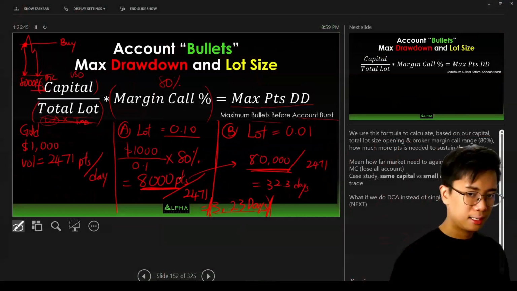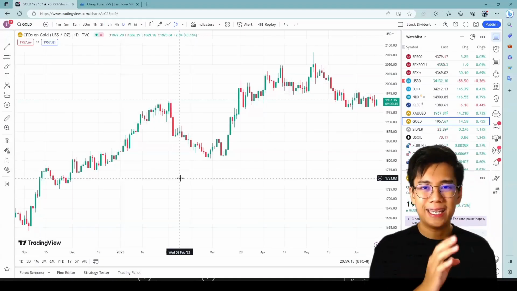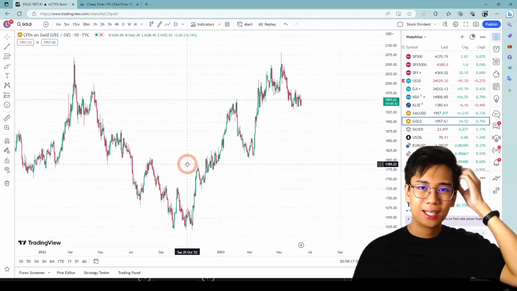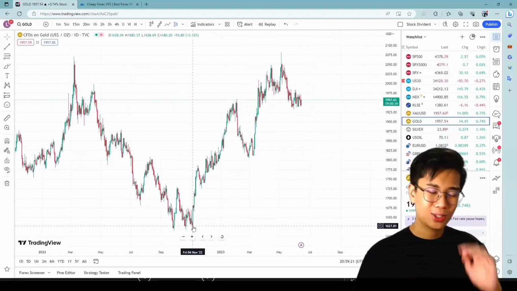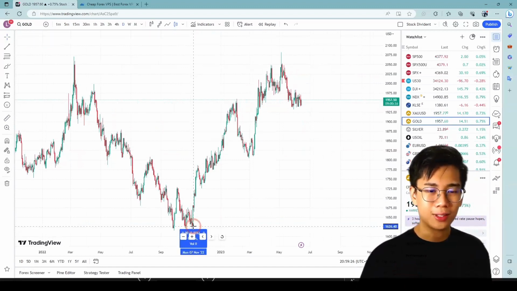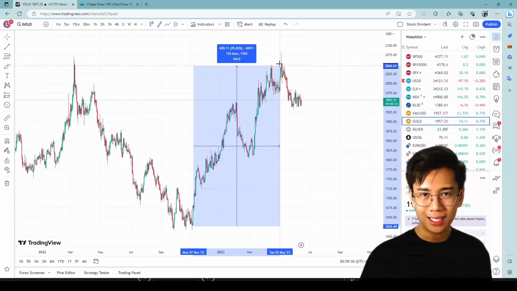Now, if you know this kind of calculation, what does it mean by 80,000 points? Let me give you a bit of concept. Let's say that you are so genius that you are selling at the bottom of the entire gold move. 80,000 points.